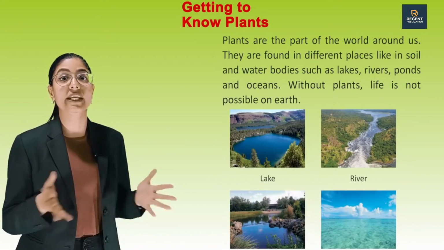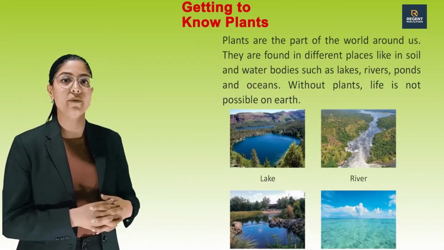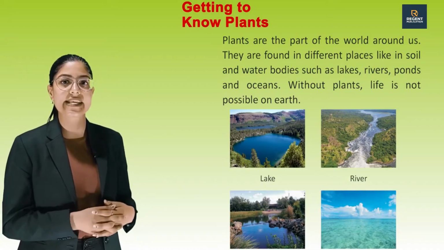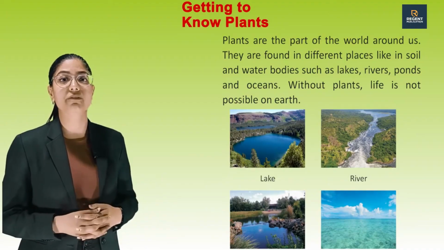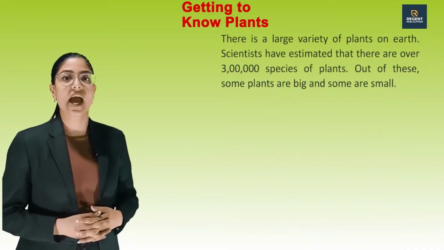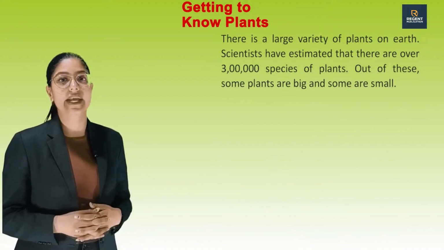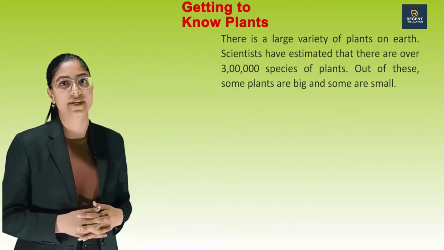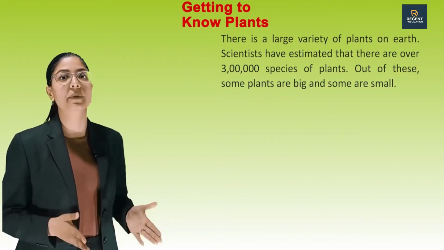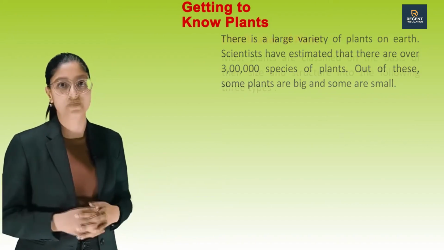They are found in different places like in soil and water bodies, such as lakes, rivers, ponds and oceans. Without plants, life is not possible on Earth. There is a large variety of plants on Earth. Scientists have estimated that there are over 3 lakh species of plants. Out of these, some plants are big and some are small.